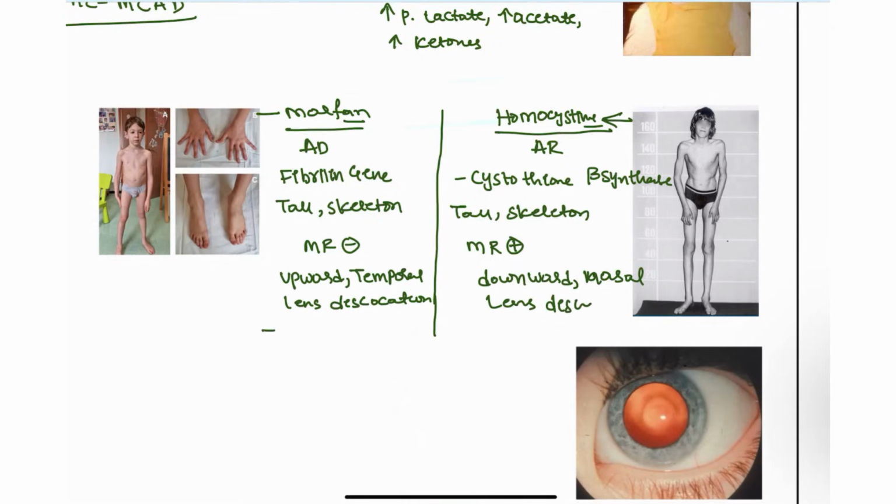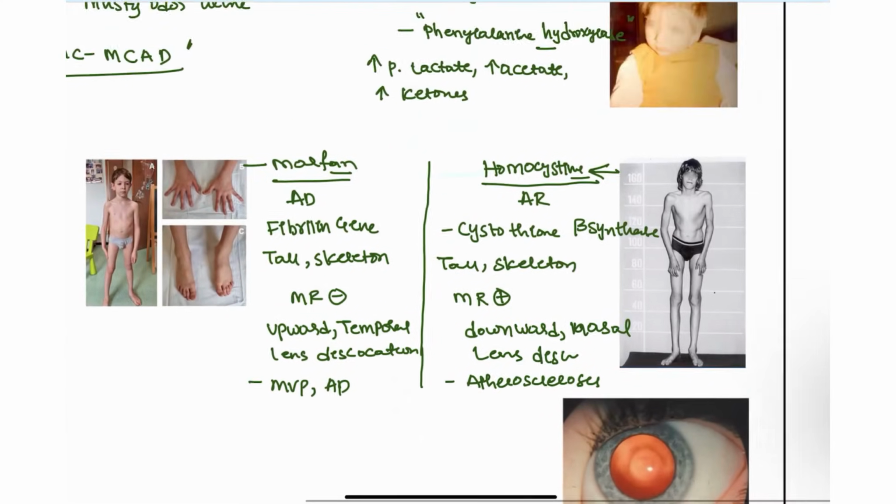So these patients will be having the mitral valve collapse and also aortic regurgitation, aortic dissection. And these patients will be having early atherosclerosis due to damage of the vessels. Okay, these are the things that you have to remember.